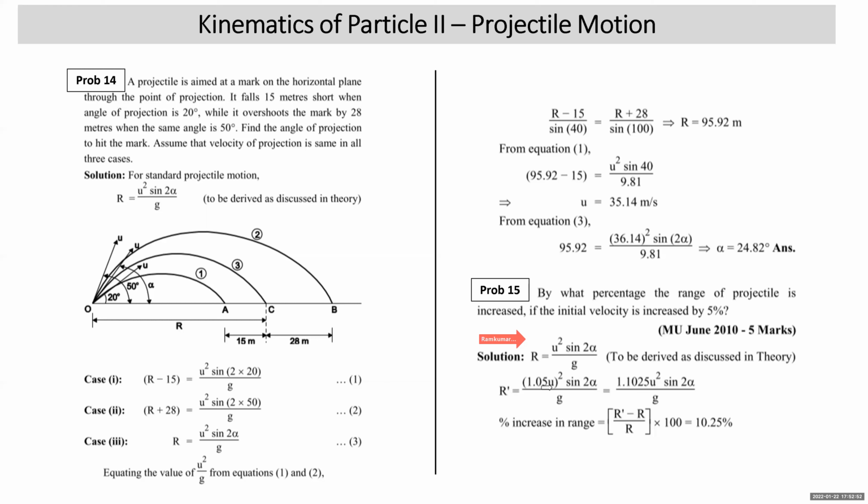If u is increased by 5%, your simplified range formula becomes 1.1025 u square sine 2 alpha upon g. Percentage increase in the range is what? R dash minus r upon r into 100, right? R dash minus r is increase in the range upon initial range into 100. Now, if you just put the value of r dash and r into this formula, you'll see that sine 2 alpha upon g will get cancelled. Even u square gets cancelled, you get 10.25%. So this way, the percentage increase in the range is arrived at.